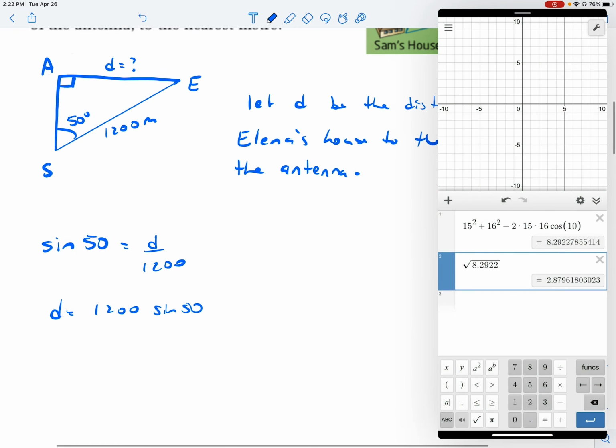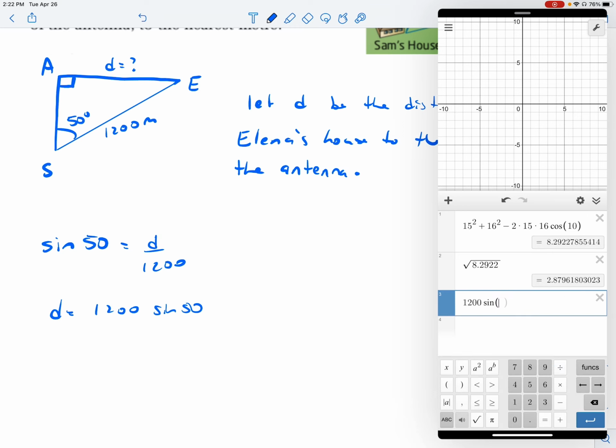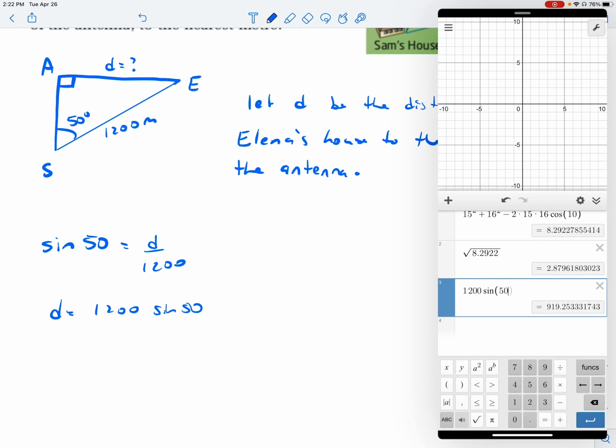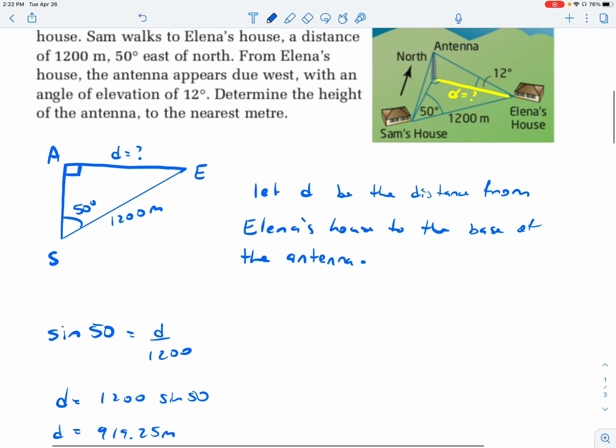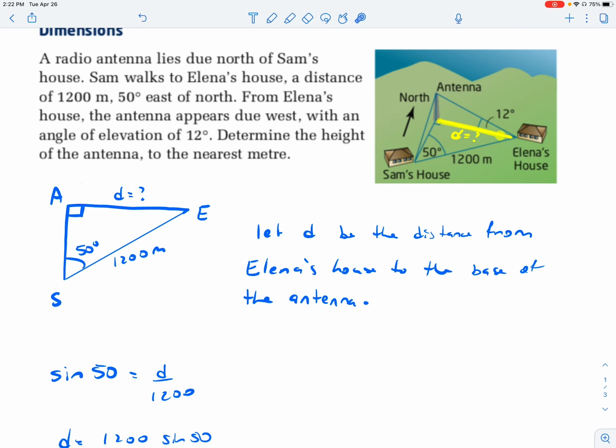Okay, plug it in our calculator. 1200 times sine of 50, 919. I just leave a couple decimal places because we're going to be using that to make another calculation. Okay, so this is actually really nice. I got this base here. I'm now looking for the height.